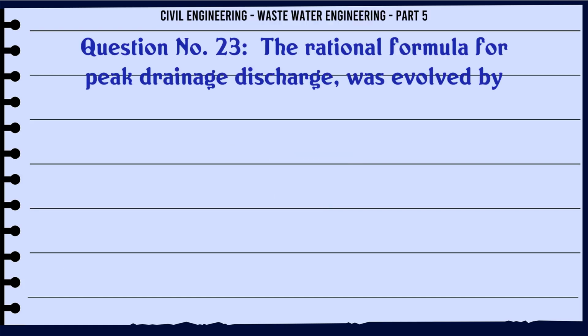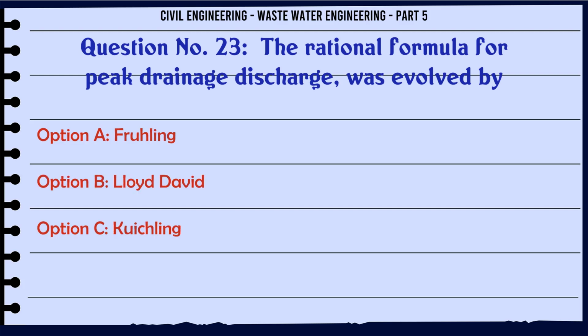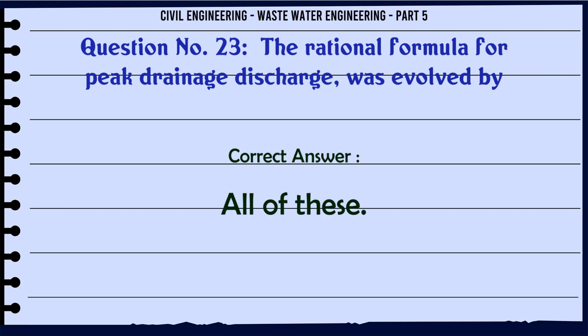The rational formula for peak drainage discharge was evolved by A. Frehling. B. Lloyd David. C. Keitling. D. All of these. The correct answer is all of these.